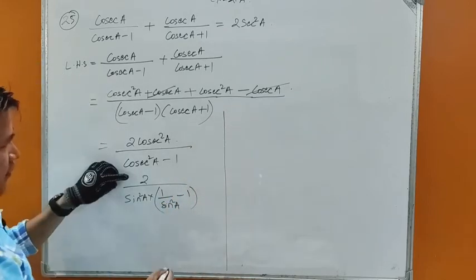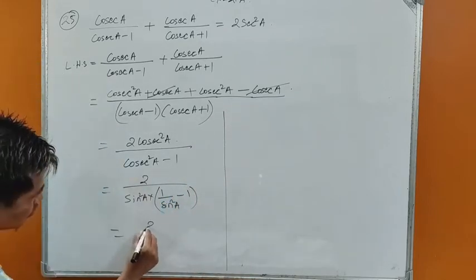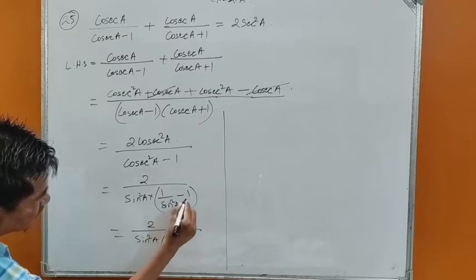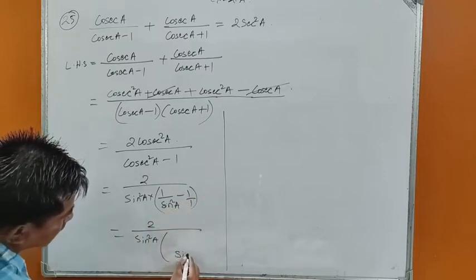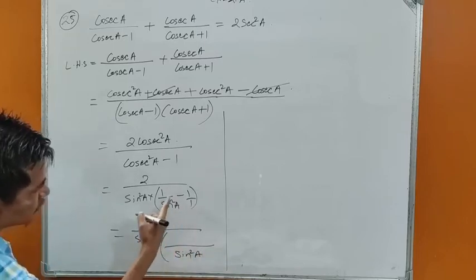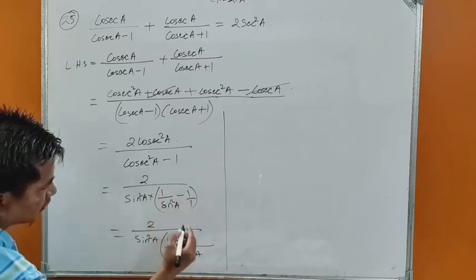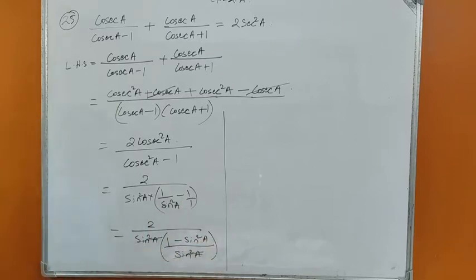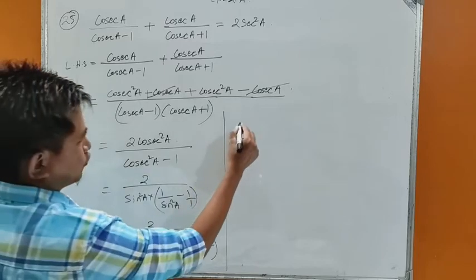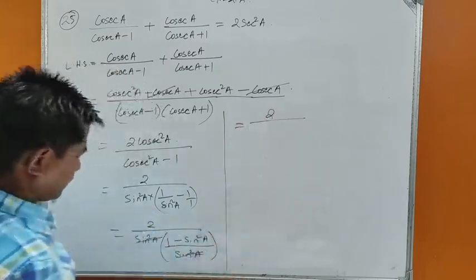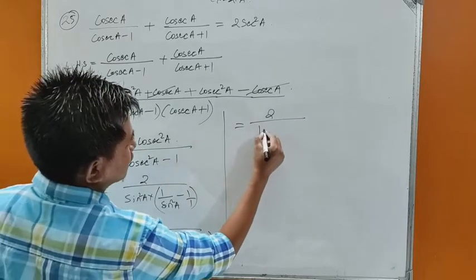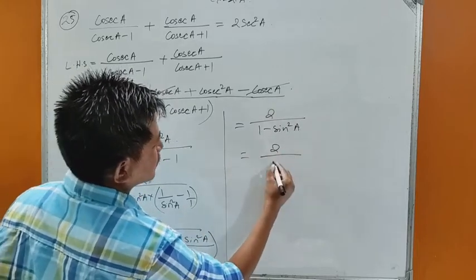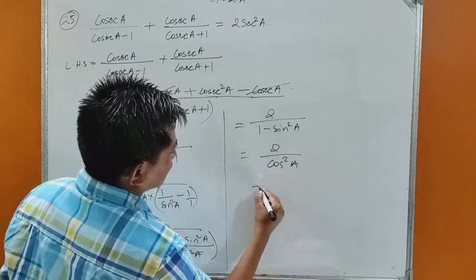Okay, now let me continue here. 2 upon the sin square A is already here. Now let us take the LCM of 1 and the sin square A. LCM is sin square A, isn't it? 1 into 1, 1 minus sin square A into 1, sin square A. Now this sin square A and sin square A can be cancelled, isn't it? Equal to, we have 2 in the numerator, 1 minus sin square A in the denominator. So this is 2 upon 1 minus sin square A, which is cos square A.